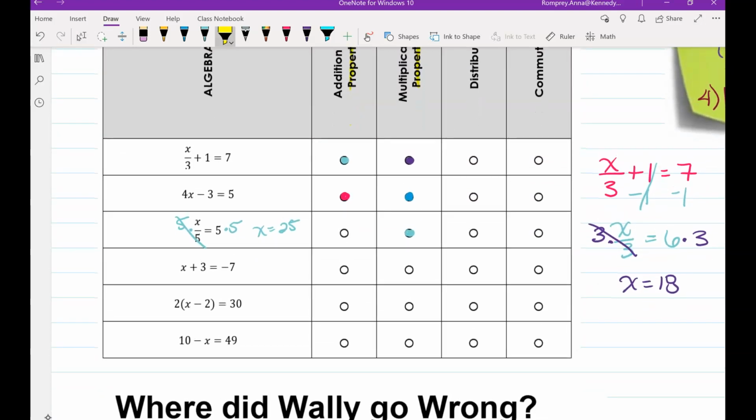All right, so let's come back. X plus 3 equals negative 7. X plus 3, so the inverse would be subtract 3. So x equals negative 10. Now this is where you guys have to be very careful with your integers, all right? Keeping those positives and negatives straight. Because if I plug this back in, negative 10 plus 3 does equal negative 7.